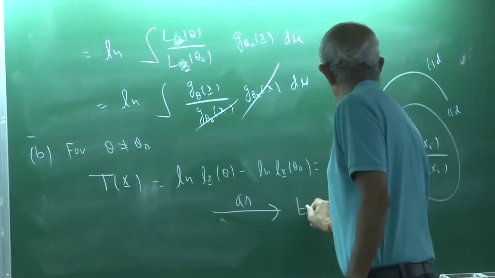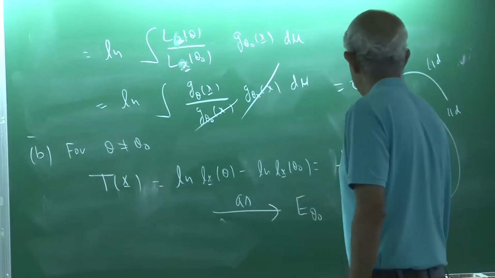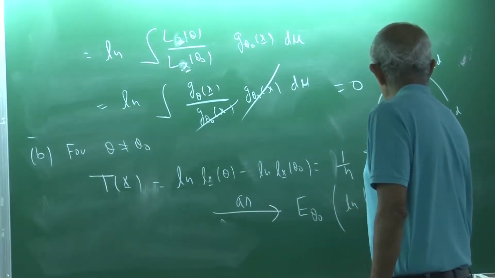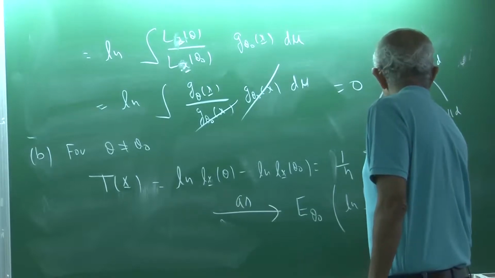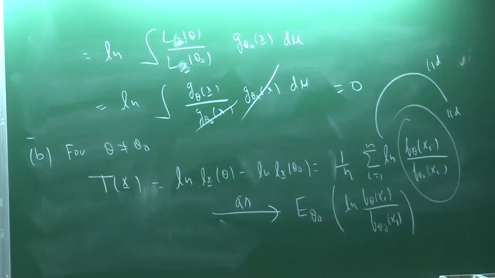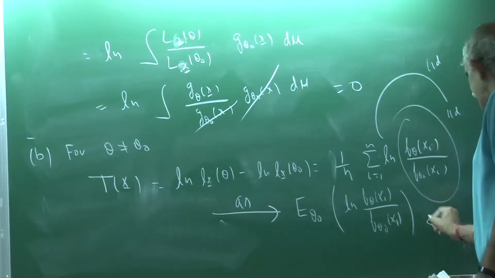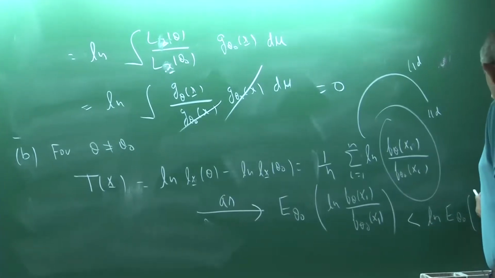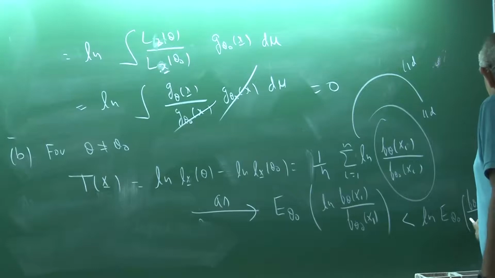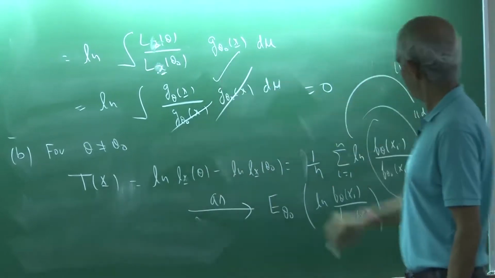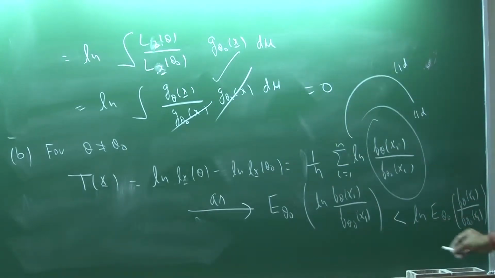So the expected value, when theta naught is the true value, of log of f theta x1 by f theta naught x1. Again, you use Jensen's inequality. This will always be less than or equal to log of E theta naught of f theta x1 by f theta naught x1. Now, the way you did it over here, this would also be 1, and so this would turn out to be 0. So log of 1, which is 0.